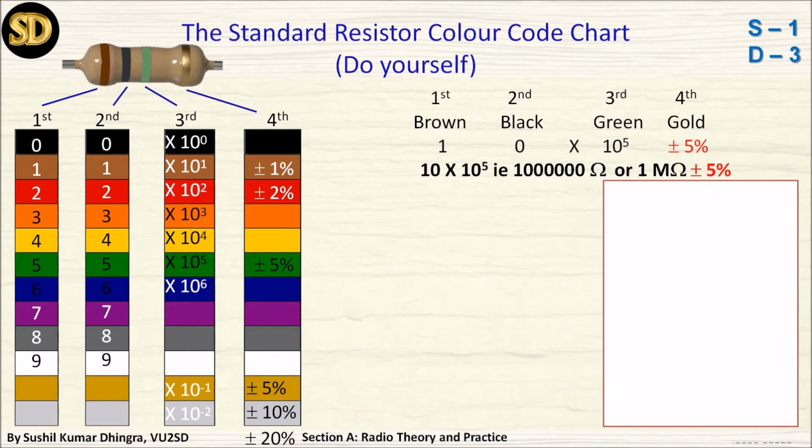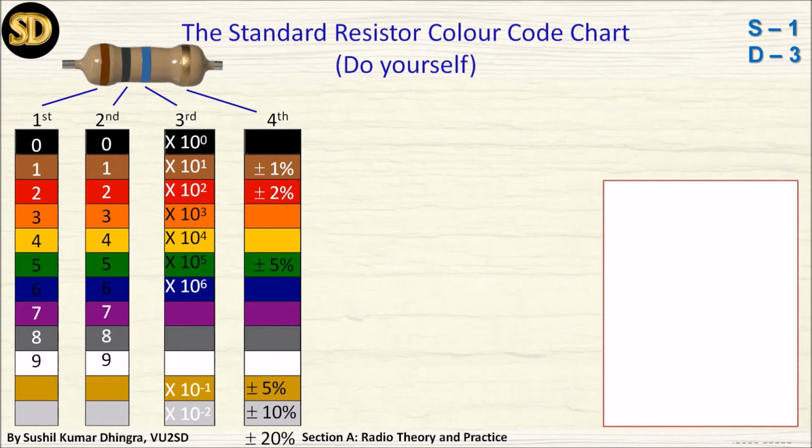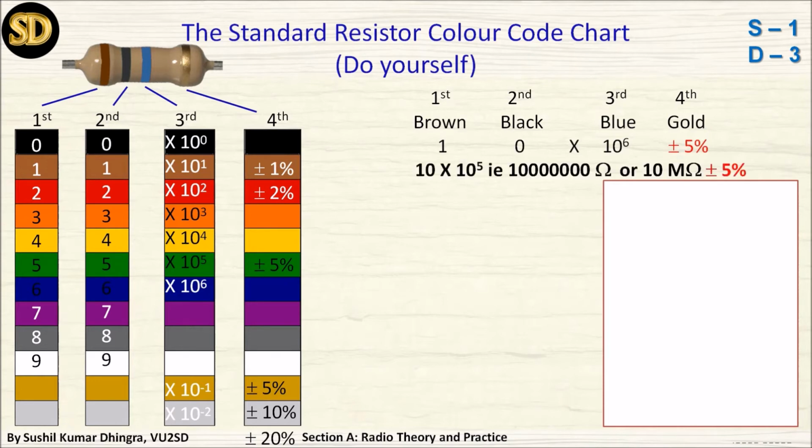Next. Now I have changed only one color, the third color ring. Now brown, black, blue. 1, 0, 10 raised to the power 6. Solve this one. You will get the answer as 10 mega ohm, or I can say 10M0 plus minus 5%.